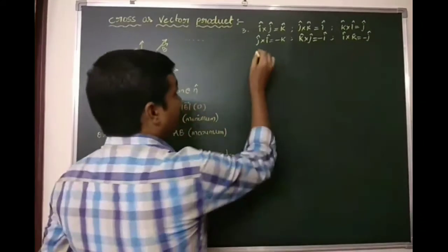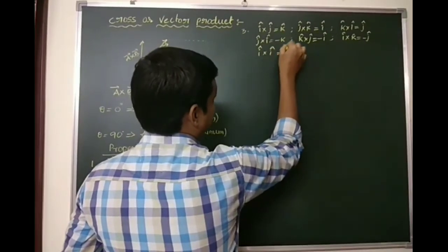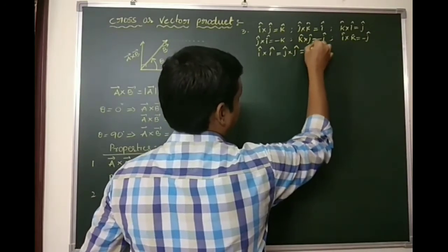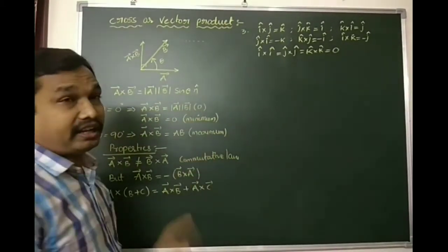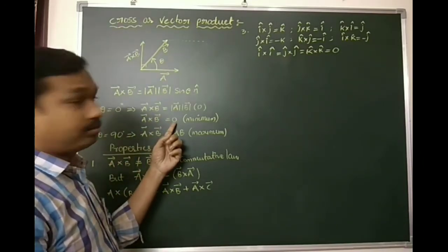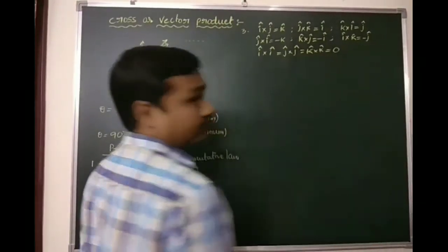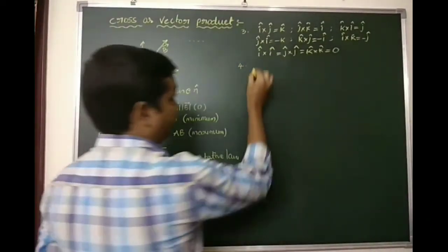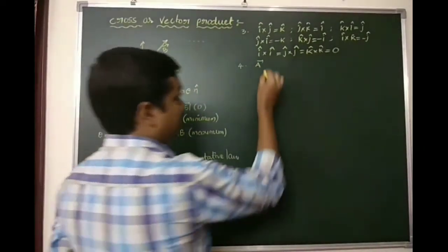But what about I cross I? I cross I equals J cross J equals K cross K equals 0. Why? Because what is the angle between I and I? It is 0. If the angle is 0, then the resultant cross product is 0. So I cross I, J cross J, K cross K all equal 0. Right now we will do the cross product. If you understood this, we can do problems on the cross product very easily.